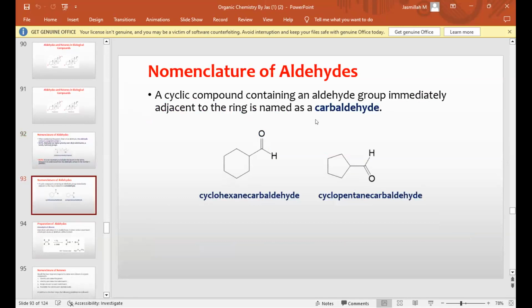Then a cyclic compound containing an aldehyde group now becomes a carbaldehyde. When a cyclic compound is bonded to the aldehyde group, it's called a carbaldehyde. So for example, we have this cyclohexane bonded to the aldehyde group, and it becomes cyclohexane carbaldehyde. Whenever a cyclic compound is bonded to an aldehyde, this is the name that we use. Similarly here, this 5-membered ring is a cyclopentane carbaldehyde because of the aldehyde.